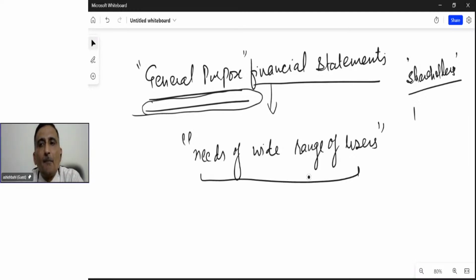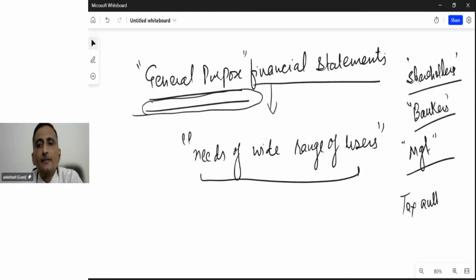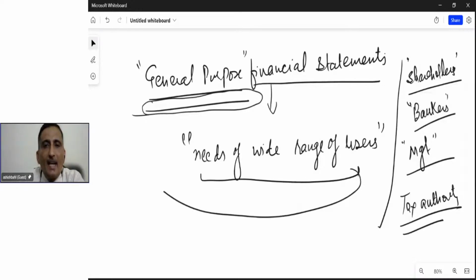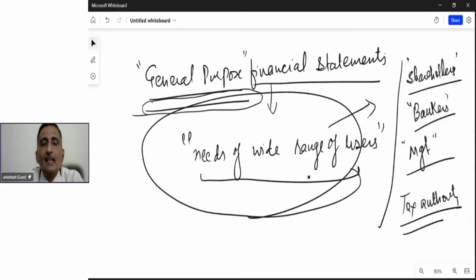These can be used by the bankers. These can be used by the management. These can be used by the tax authorities. So one balance sheet fulfills the needs of a wide range of users. It does not deal with the needs of a specific group of users. Okay, so these are known as general purpose financial statements. Clear, guys?